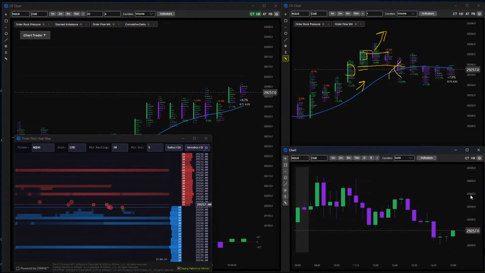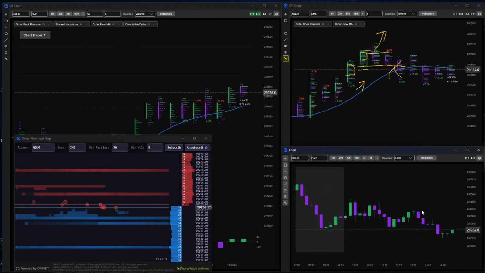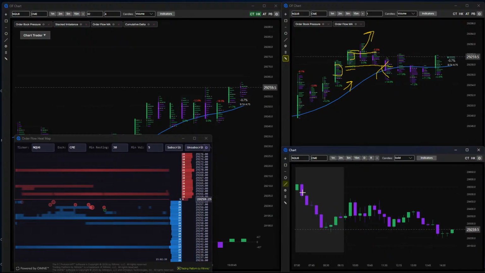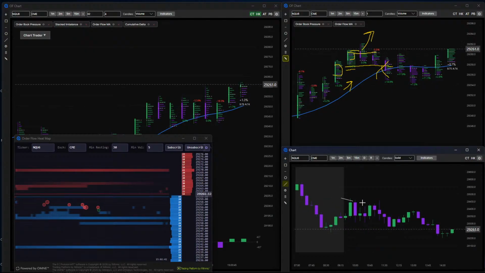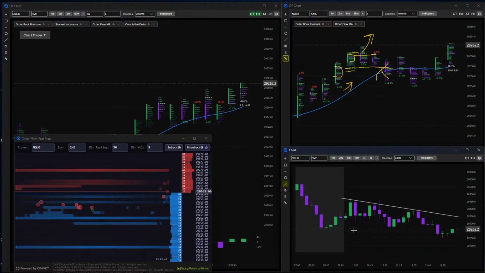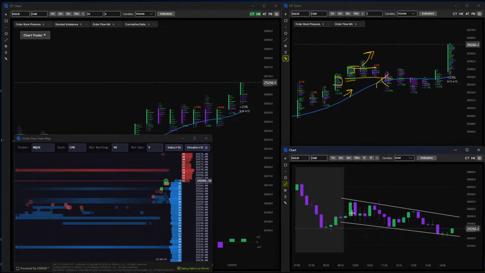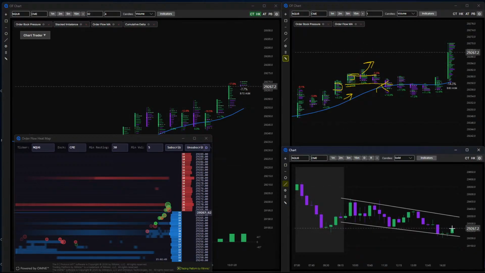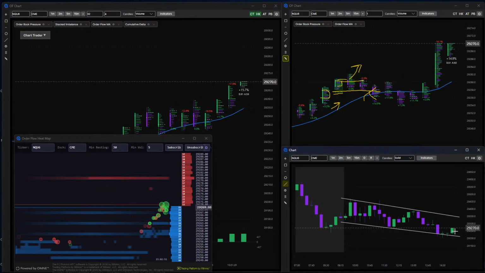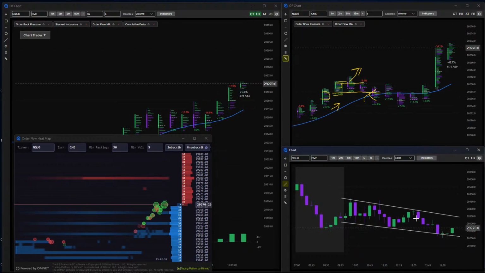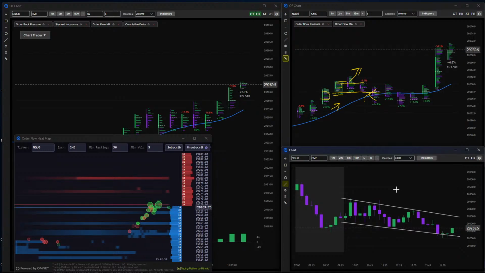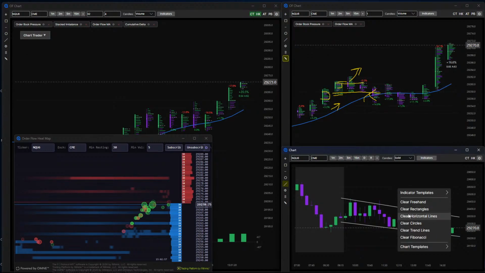We've been consolidating all freaking day. We've just been in a nice little, tight little range area, just going up and down, up and down. Yes, it's slightly going down, but you know, it's August. It's to be expected, to be honest.